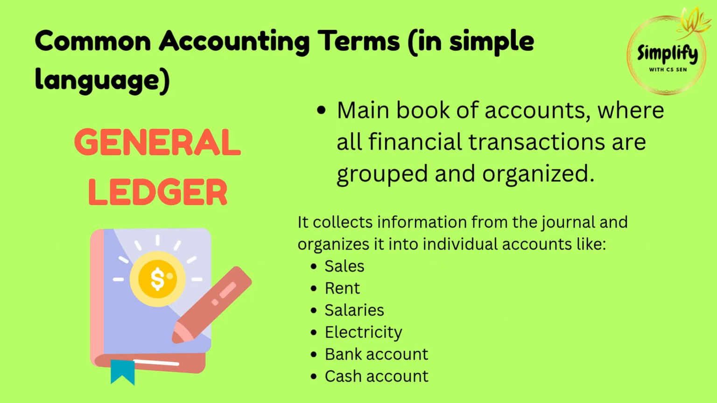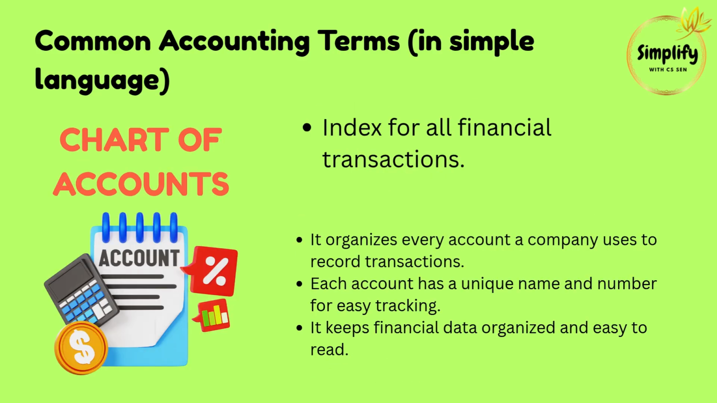What is a general ledger? A general ledger, often just called the ledger, is the main book of accounts where all financial transactions are grouped and organized. It collects information from the journal and organizes it into individual accounts like sales, rent, salaries, electricity, bank account, cash account.